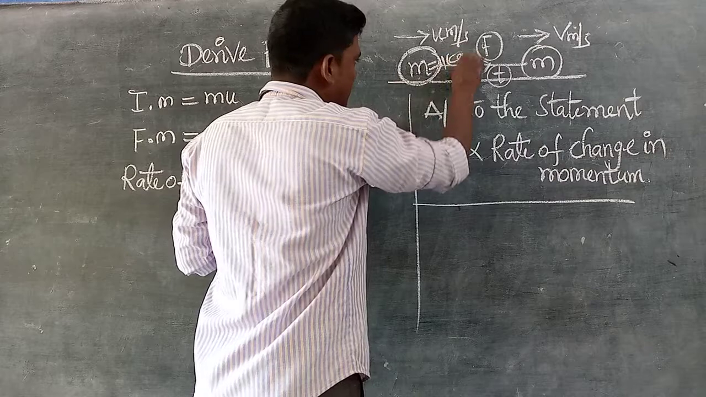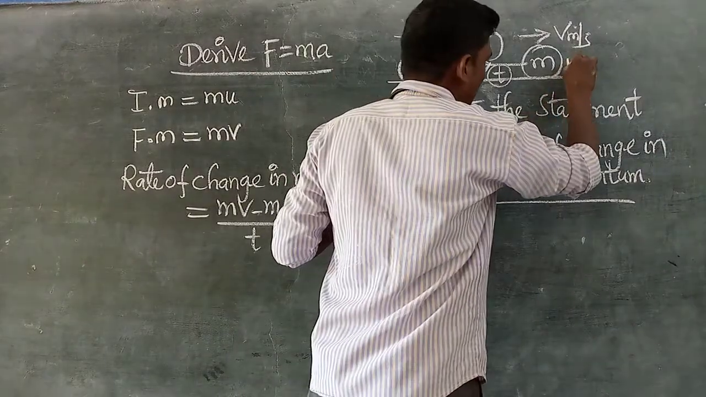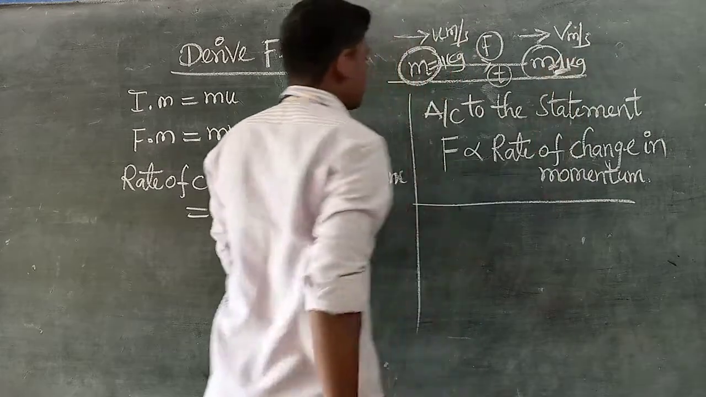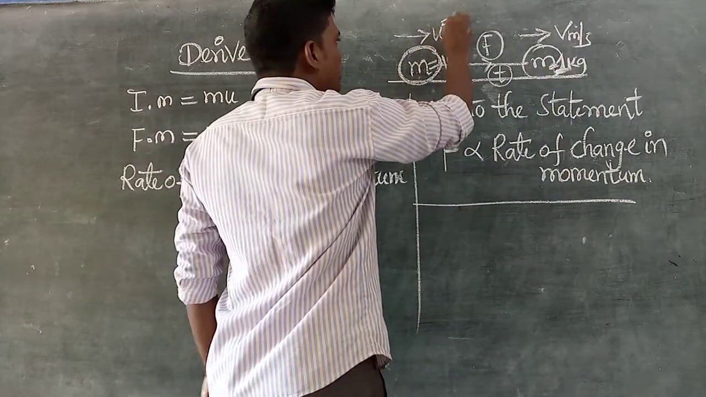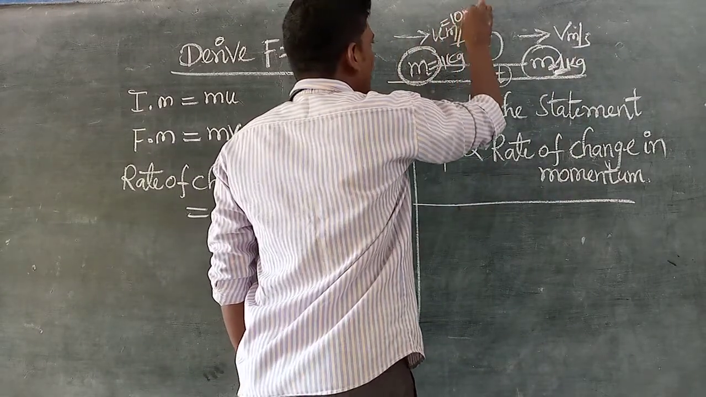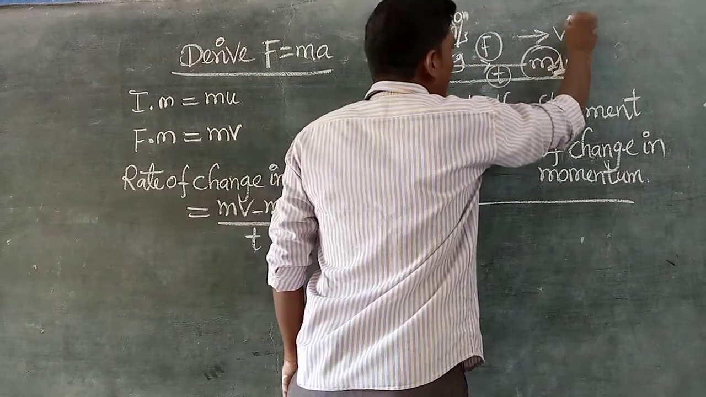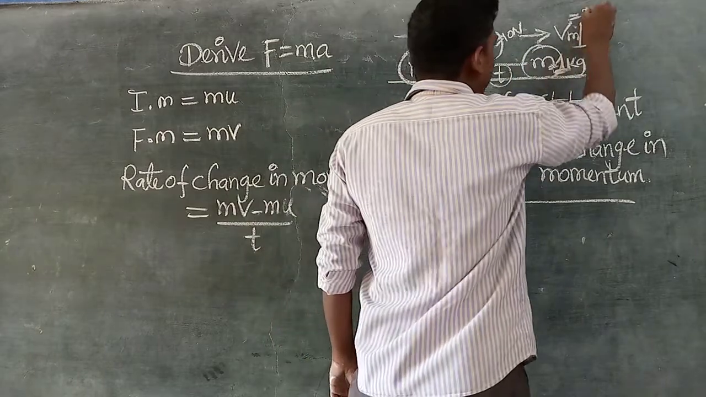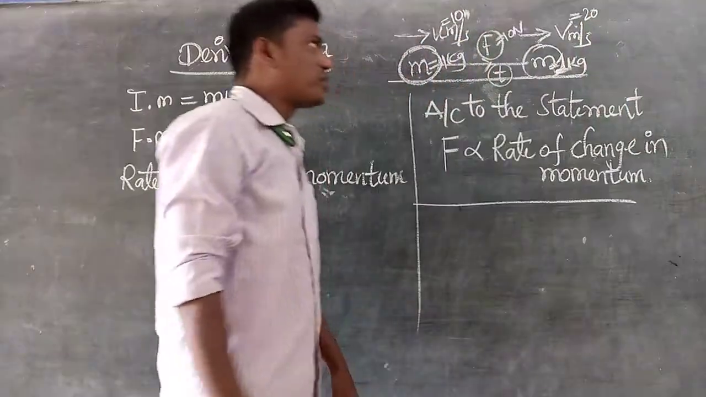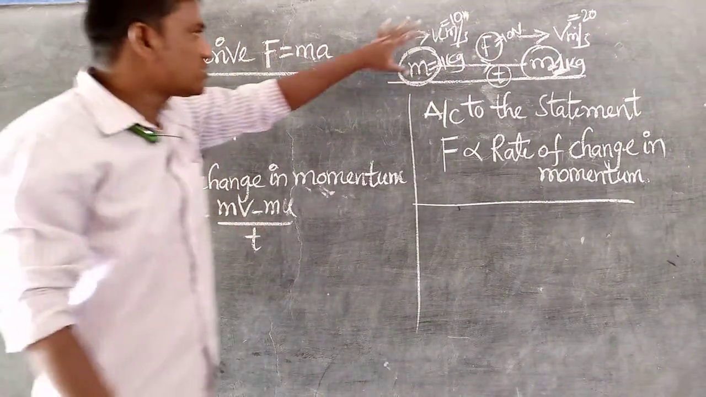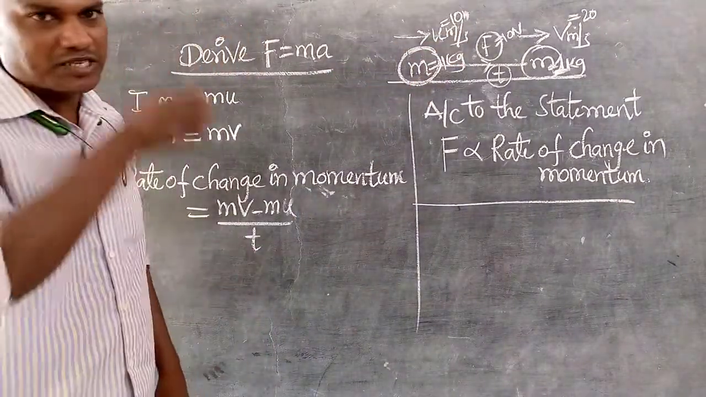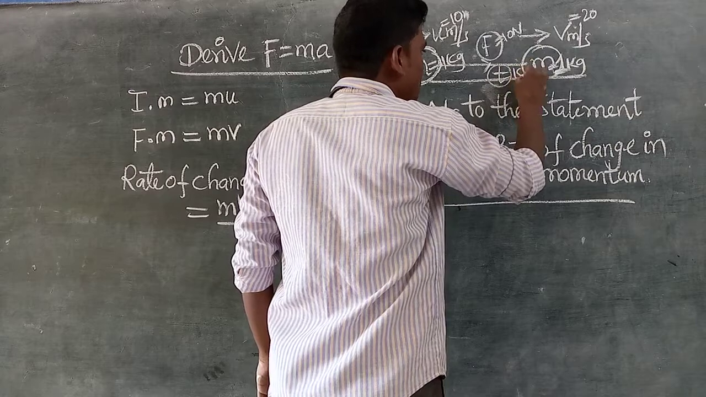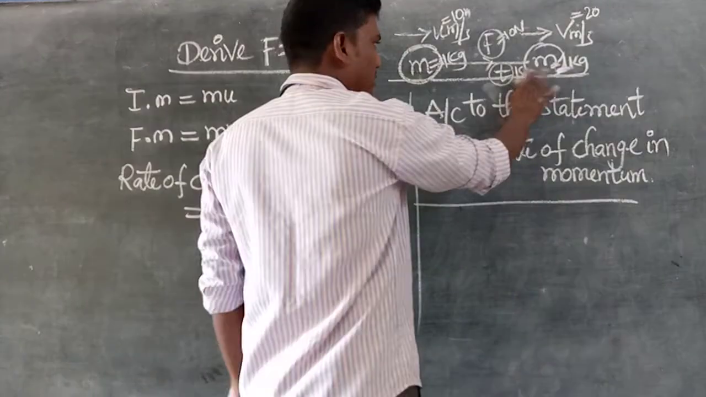A body of mass is 1 kg. Initially, the body moves with 10 meters per second, and when a 10 Newton force is applied on this body, the velocity of the body becomes 20 meters per second. In this one, how much momentum is changed? 10 Newton force is acting for how much time? Up to 1 second only.